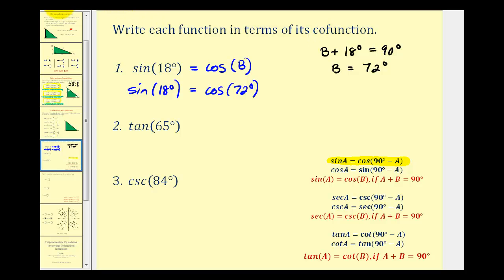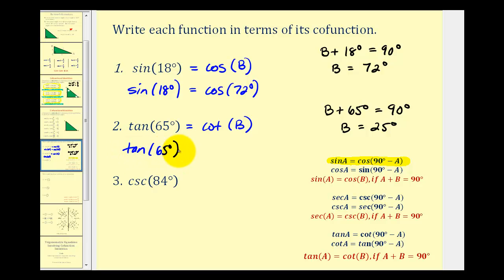For our second example, we have tangent 65 degrees. That's going to be equal to cotangent of, again, let's call it angle B, where these two angles are complementary, or have a sum of 90 degrees, which means B plus 65 degrees must equal 90 degrees. Subtracting 65 degrees on both sides, we can see that B is going to be equal to 25 degrees. Therefore, tangent 65 degrees must equal cotangent of 25 degrees.